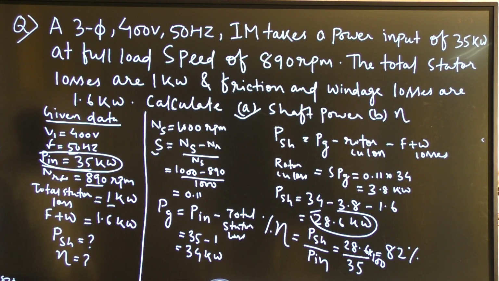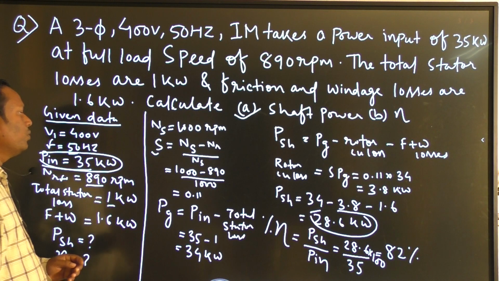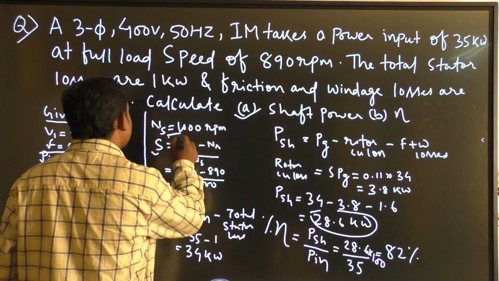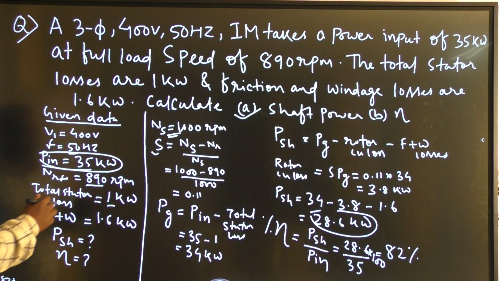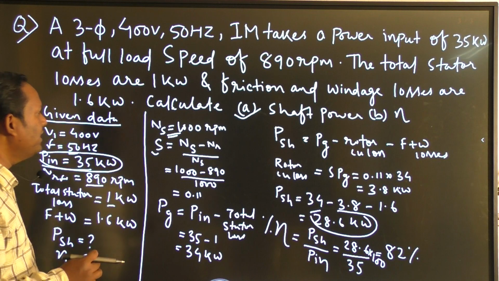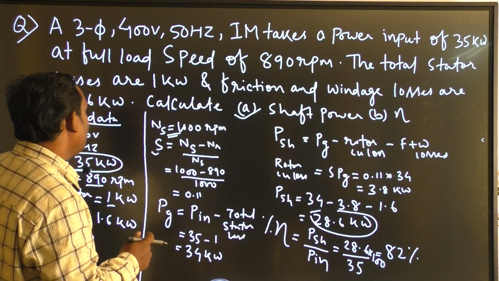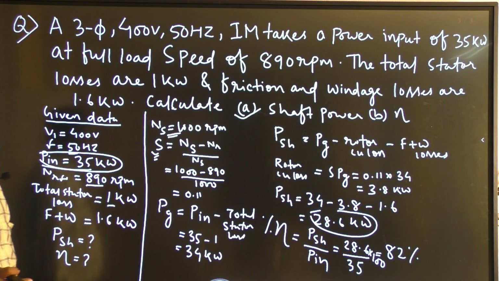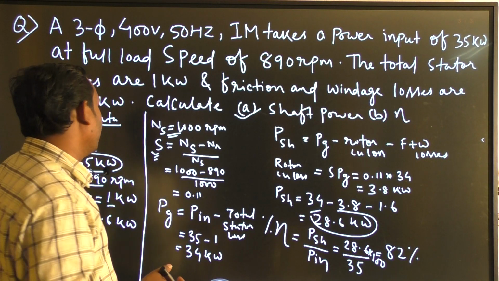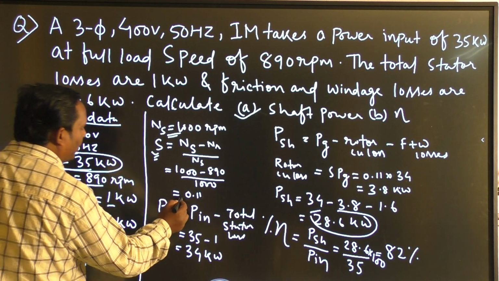So how we solve the question? From the given data, we found the synchronous speed. For synchronous speed, if no pole and frequency is mentioned, the nearest is taken. In this question there is no pole mentioned. So for 50 hertz and 890 rpm speed, the nearest synchronous speed is 1000 rpm. From the synchronous speed and the rotor speed, we found the slip, because slip is required to find the rotor copper loss. So slip will come around 0.11.